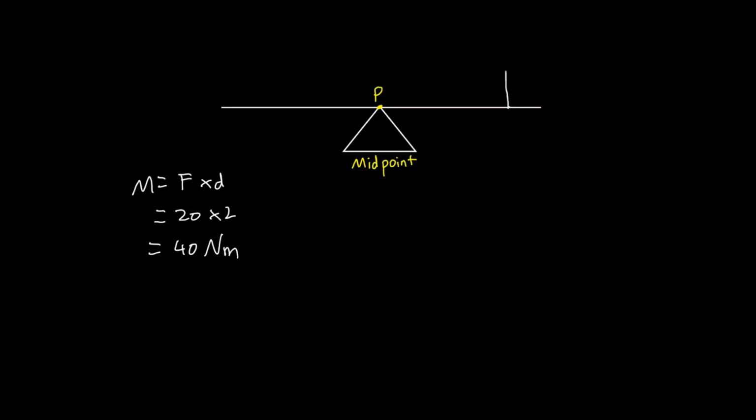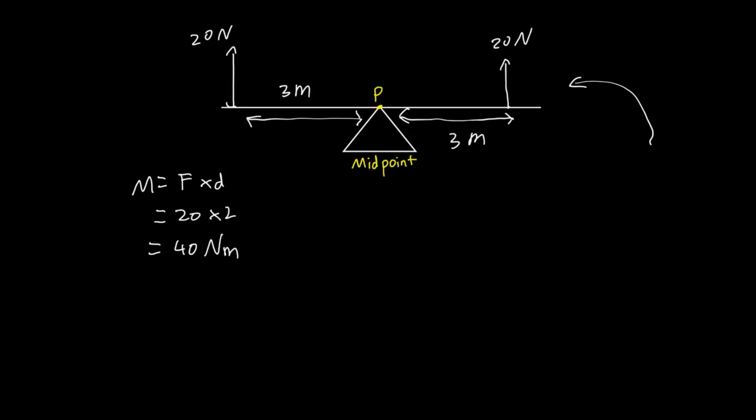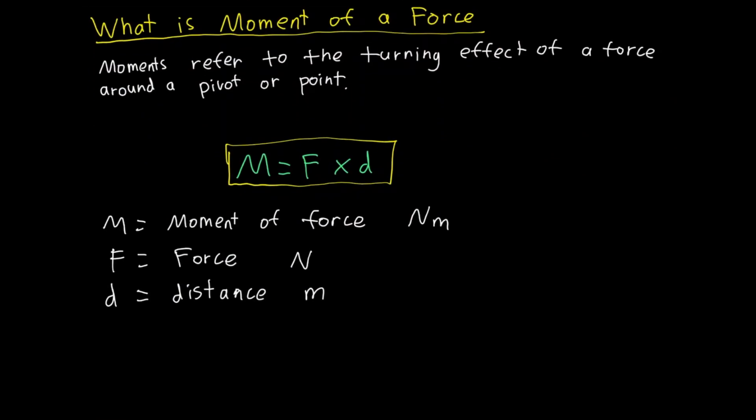Let's say we have a force here of 20 newtons at a distance of 3 meters. Then for this object to be in equilibrium, we need to have a force on the exact opposite side here of the same 20 newtons and at a distance of 3 meters from the pivot. Now on the right side, this force acts counterclockwise, and on the left side, this force acts in a clockwise direction. Therefore, the clockwise moments and the counterclockwise moments are equal. Therefore, it is in equilibrium.